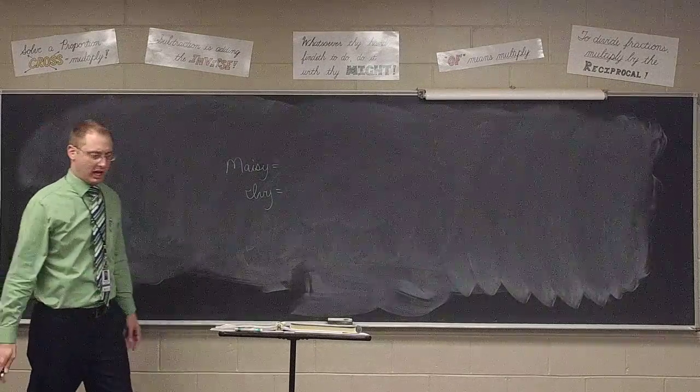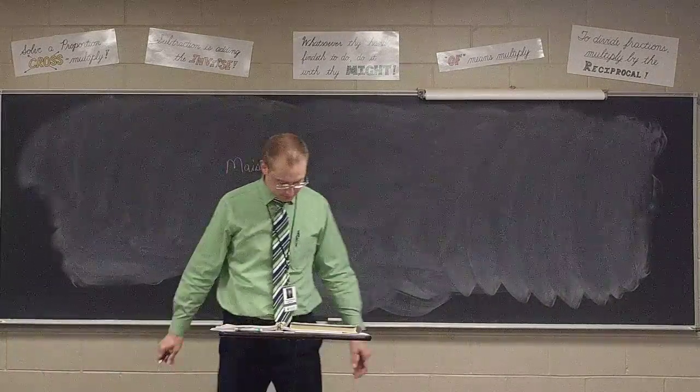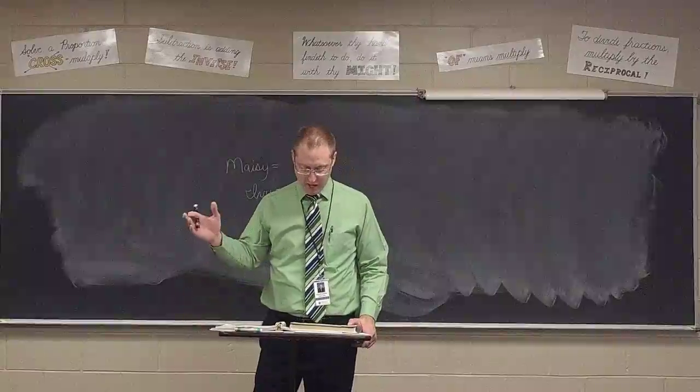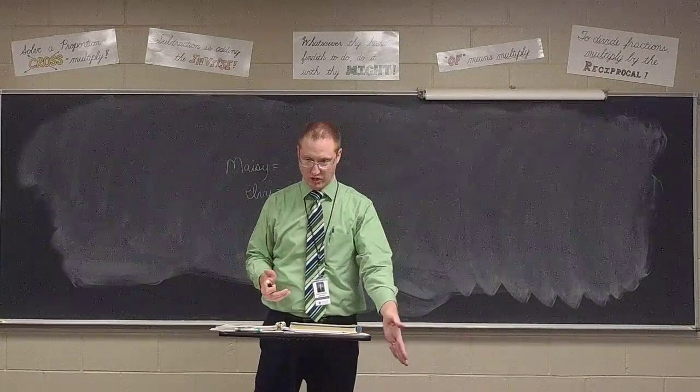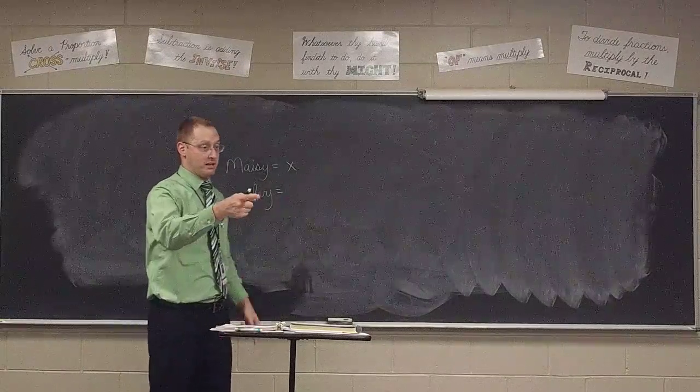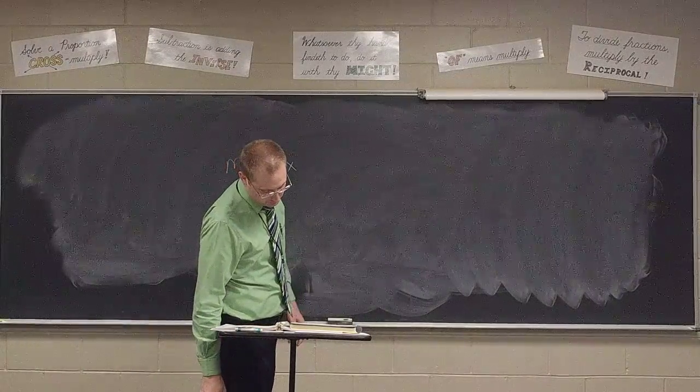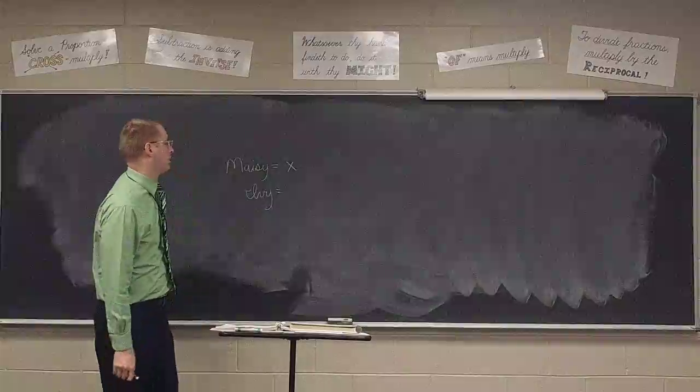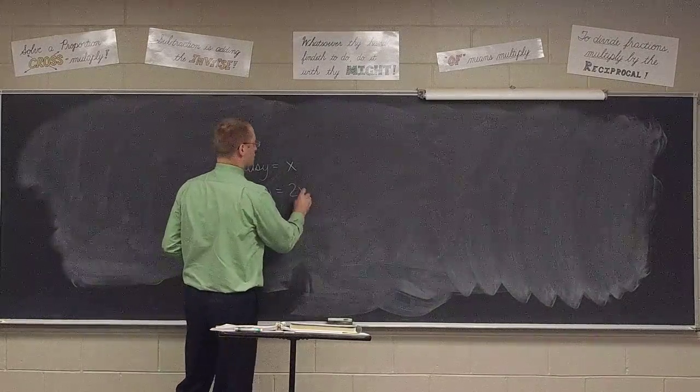Who gets to be X, Josh, as you were reading that? Maisie, because it says Ivy ate 5 less than twice as many as Maisie. Comes back to Maisie. We're going to let her be X. How would we represent Ivy? Lana? 2x minus 5. Good, 2x minus 5.